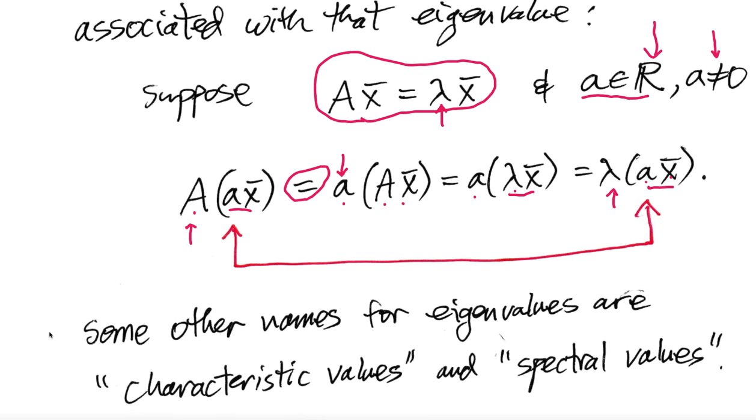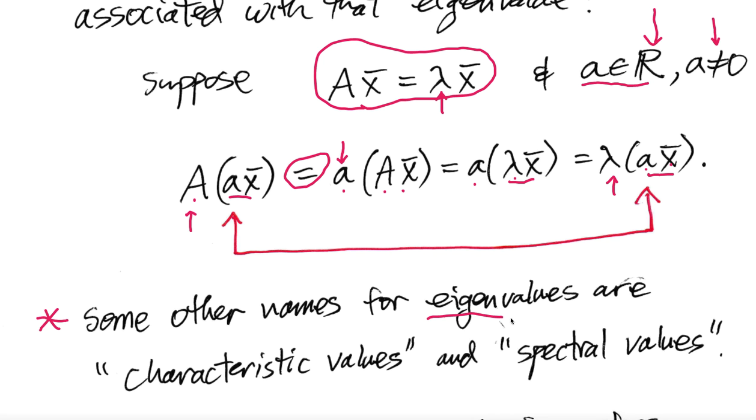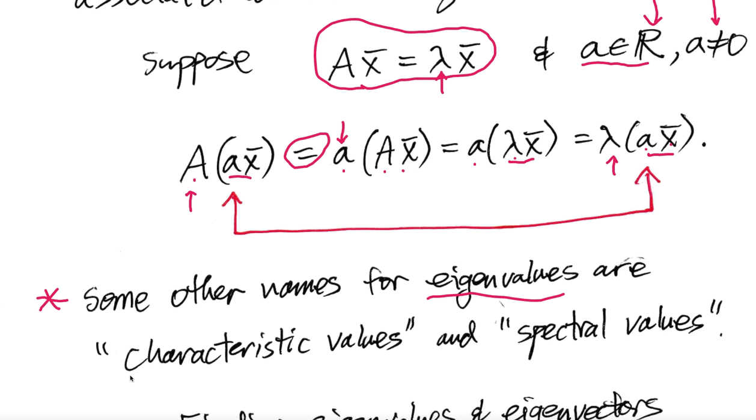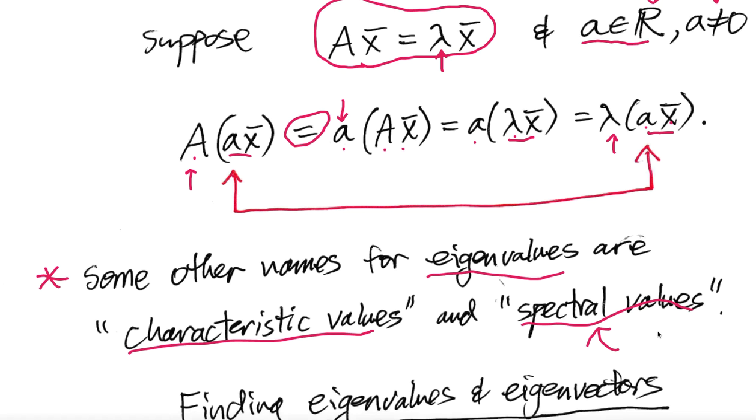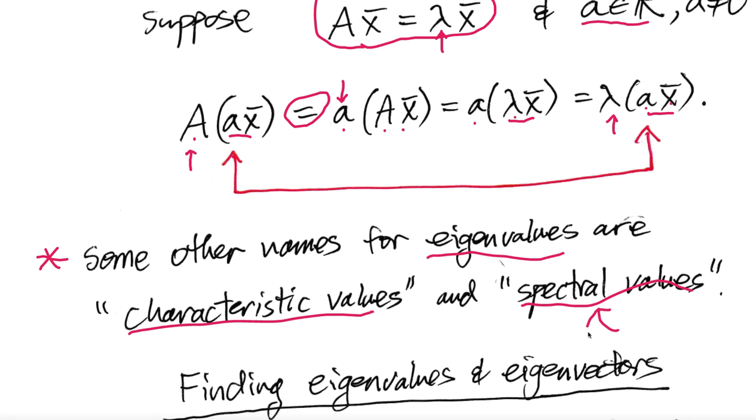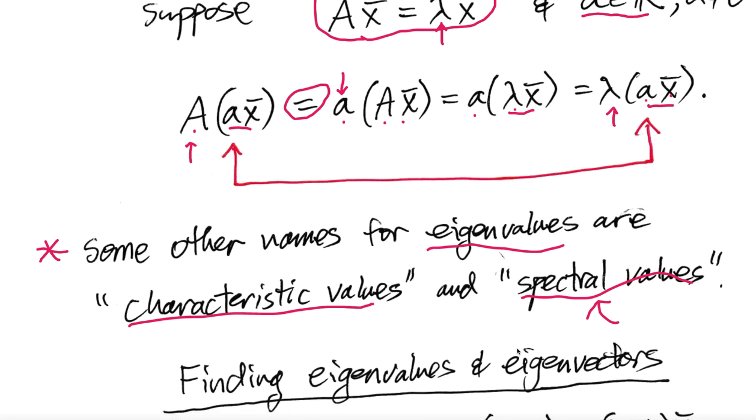Let me throw this in here real fast. Things you will run into later in your lives if you continue your mathematical experience: some other names for eigenvalues are characteristic values. Sometimes you'll see a characteristic equation, something you might also know from differential equations. Spectral values, this is more advanced, spectrum, spectral theory. Spectral values is also a common name for eigenvalues.